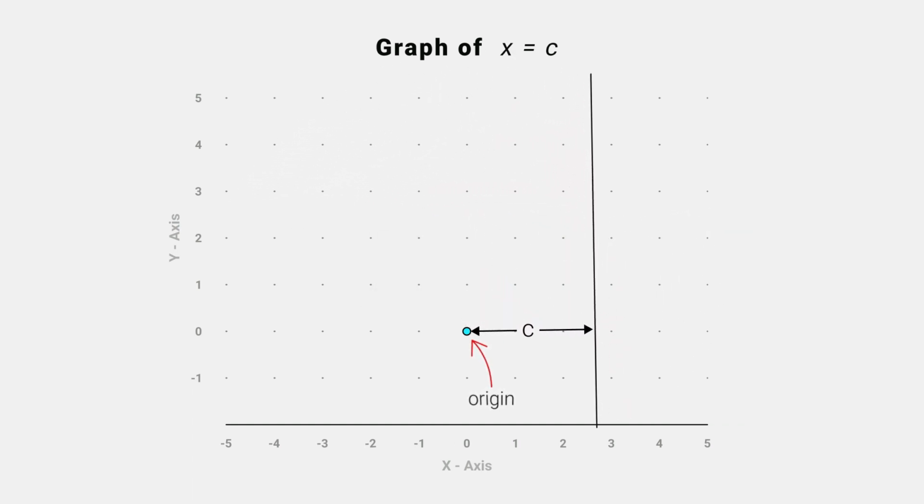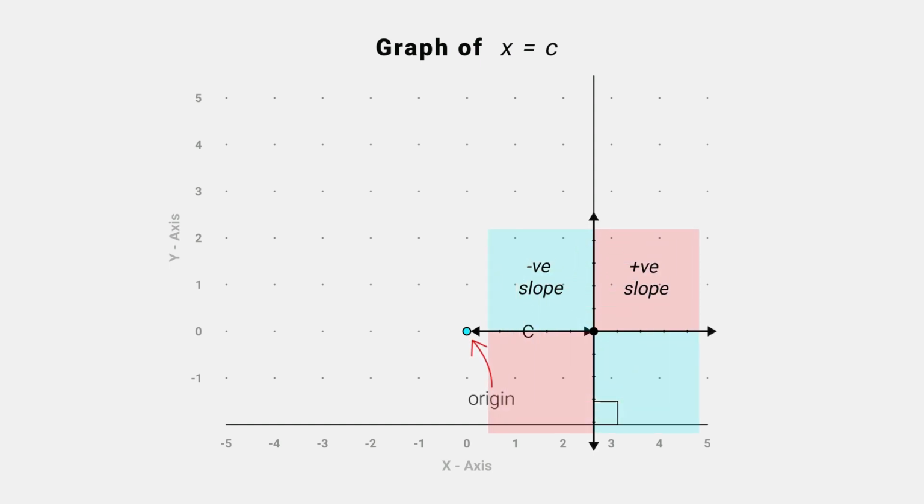Now when x equal to c, then this equation represents a straight line at a distance c from the origin and perpendicular to x-axis, because slope of this equation is infinite.